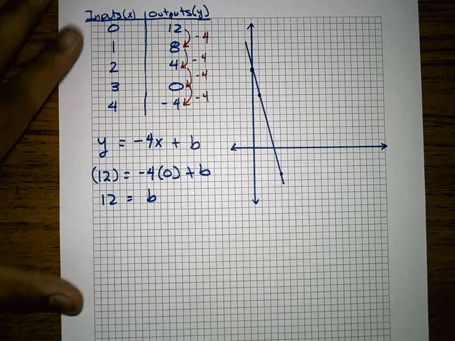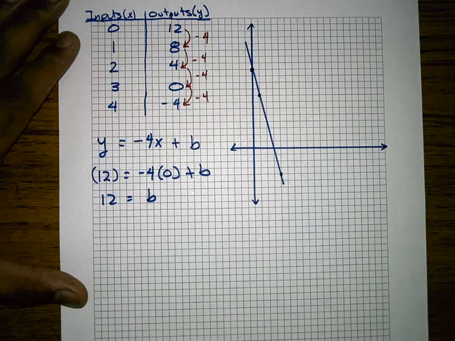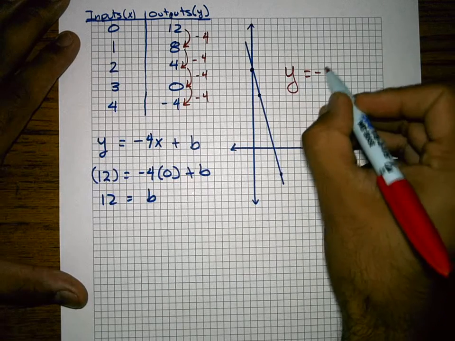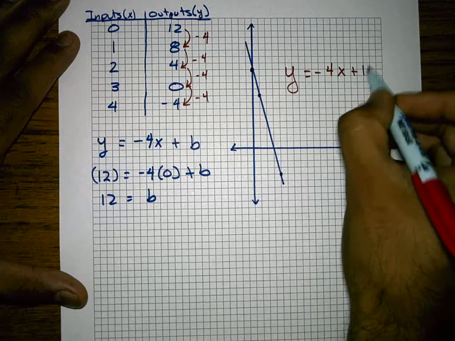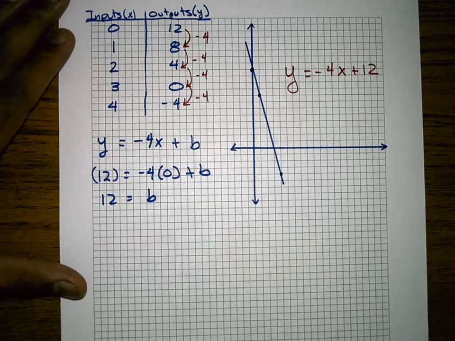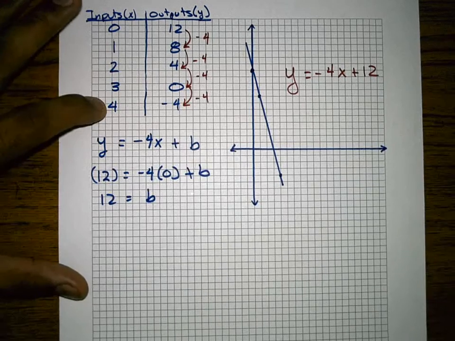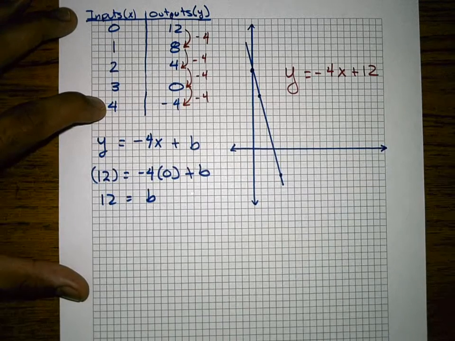So what is the actual equation or function for this? I'll go ahead and write it up here. y equals negative 4x plus 12. Well, let's just check it one more time to be sure. So let's plug in a 4, and we better get a negative 4.